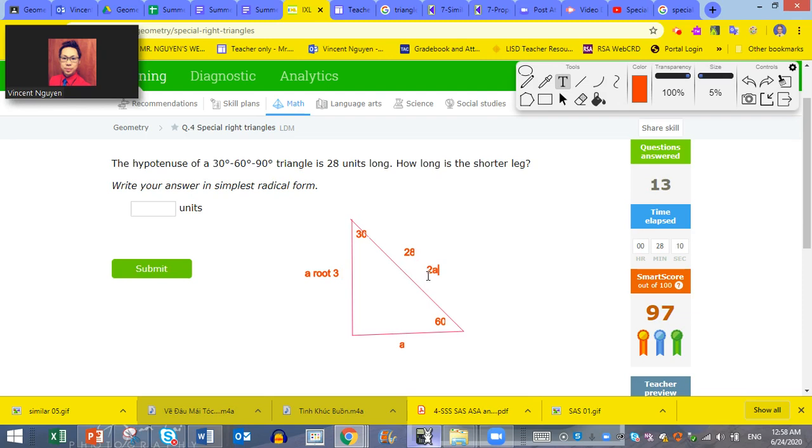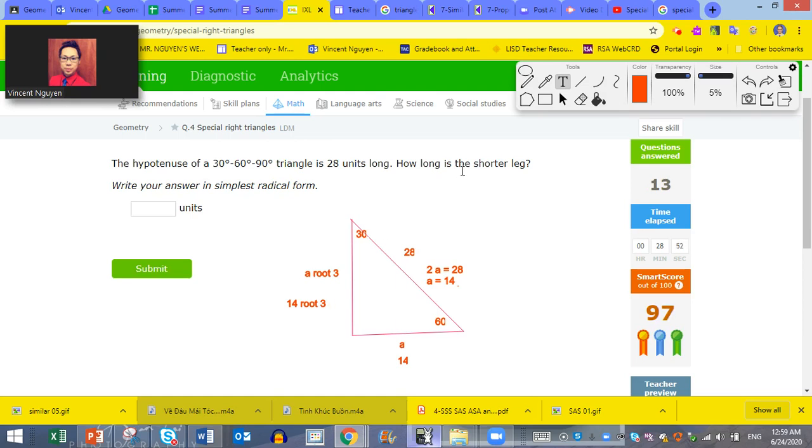So 2A equals 28. If I use this equation to solve for A, A would equal 14 if I divide both sides by 2, right? So 28 divided by 2 is 14. So I know my short leg is 14, and my long leg is going to be 14 root 3. That's how easy it is, guys. This is one of the most wonderful discoveries about right triangles. Special right triangles provide us with shortcuts.